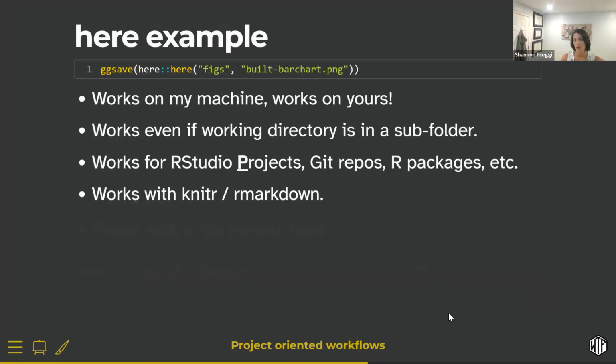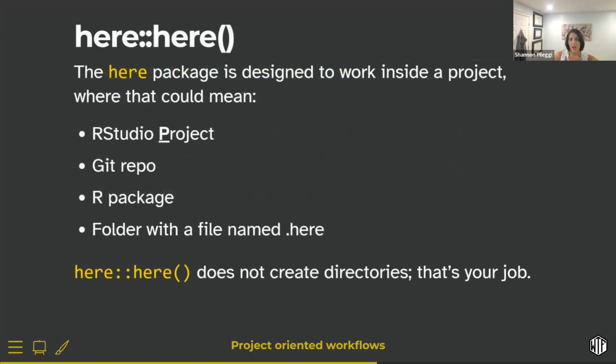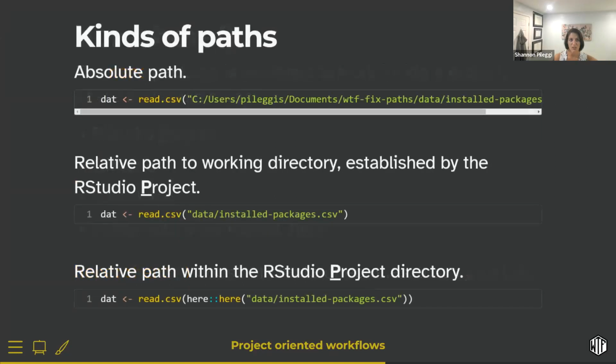That would also hold true for the newer Quarto file types. The here package is designed to work inside of a project. That could mean you're using it in an RStudio project. It could also be a Git repo. It could be an R package. It doesn't have to be a proper project; it could be a folder with a file named .here. Just a quick note that here does not create directories. That's your job. It's just finding files and locations.